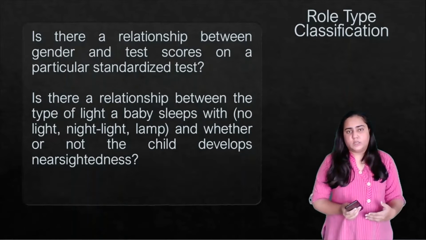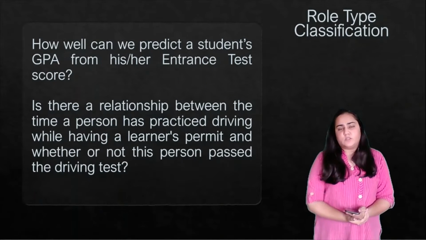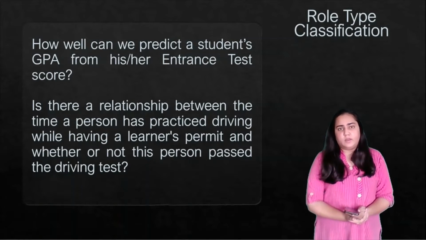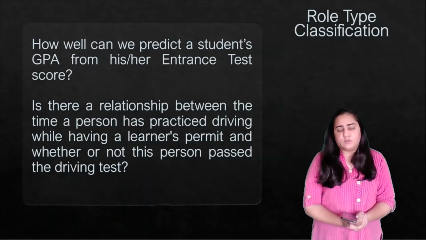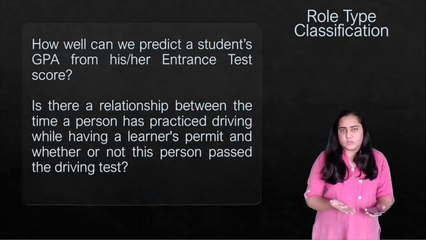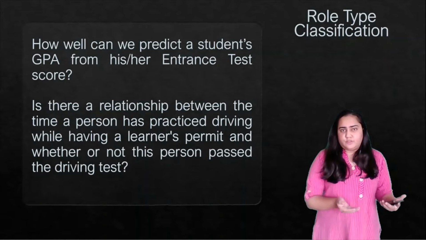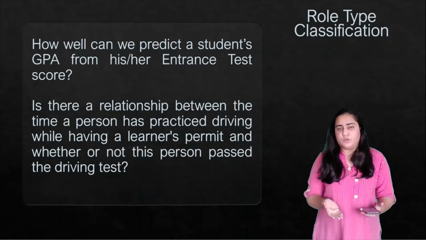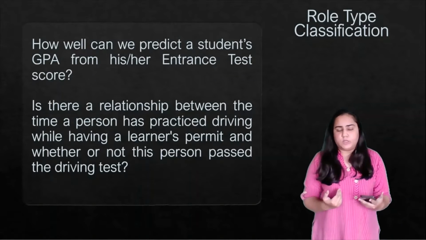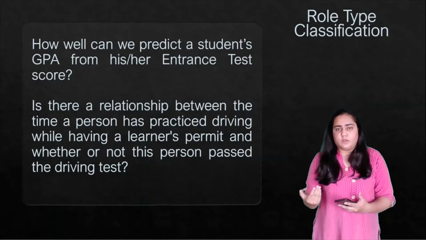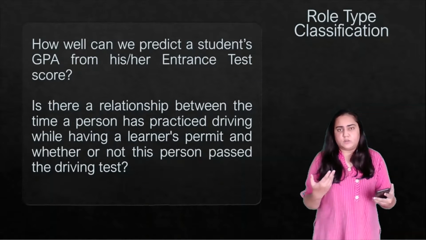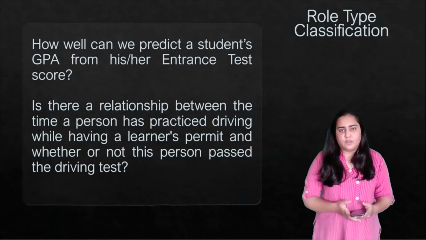So this is another type of research question that we would like to answer by performing all these statistical calculations. The other types of questions that you can have are, how well can we predict a student's GPA from his or her performance in an entrance test? So once again, we are trying to relate two variables, which is the GPA of a student and entrance test score. So if you are given somebody's entrance test score, then can you decide how much their GPA would be in the college later on? So this is another type of question that you can have.